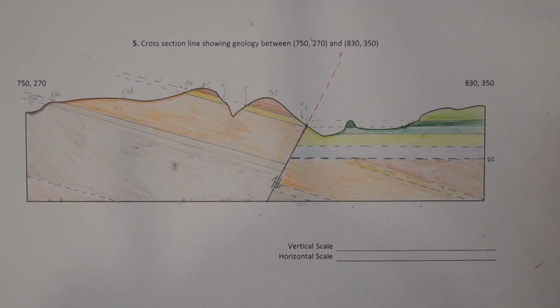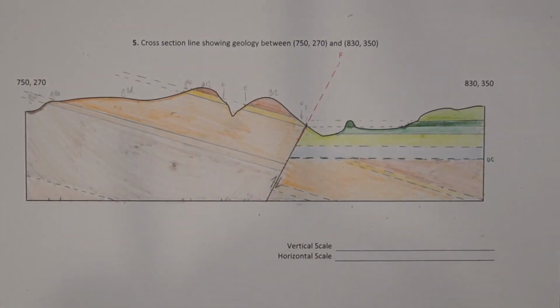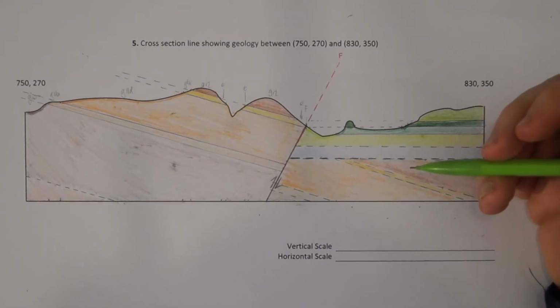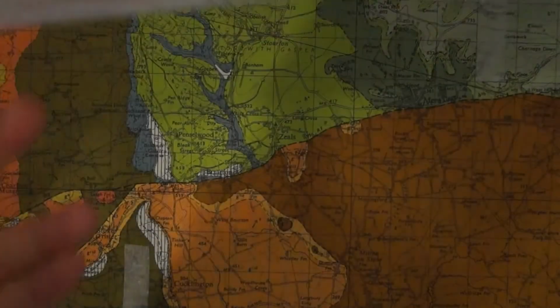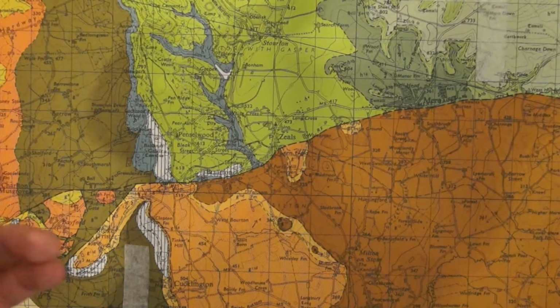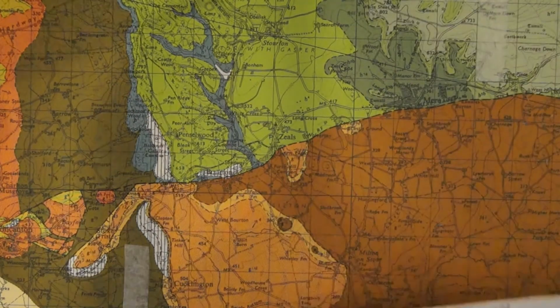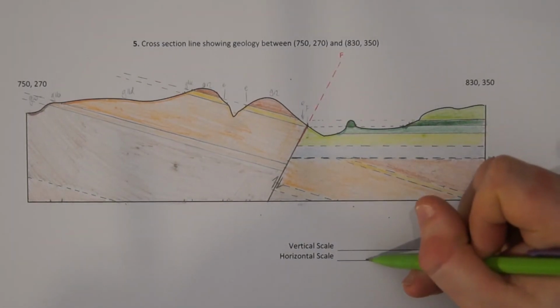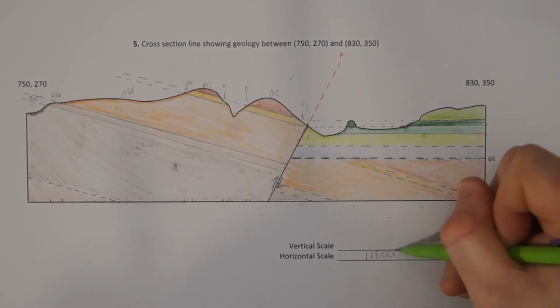Okay, the first thing that we should do in our housekeeping measures is to figure out what our scales are. Now, just as the same as all of the other maps that we've created in this course, by moving data directly from the map onto a strip of paper, and then from that strip of paper onto our cross section, we don't change the horizontal scale. So our horizontal scale is the same as the map scale, which is 1 to 50,000.